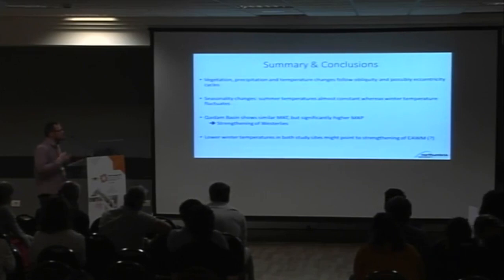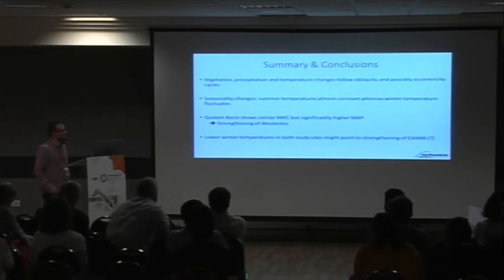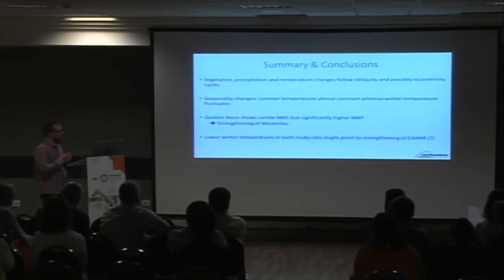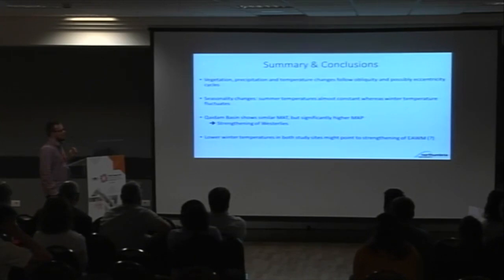So in general, we saw that the vegetation, precipitation, and temperature changes in the northwest of China follow obliquity and possibly eccentricity cycles, and that we have seasonality changes, whereas the summer temperatures remain almost constant in our records, dependent on the transfer functions. We have winter temperatures that fluctuate much more and seem to be colder.